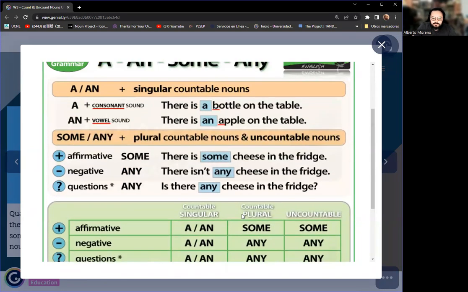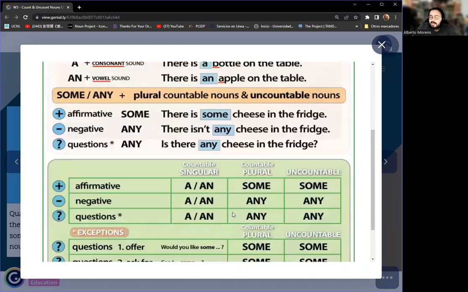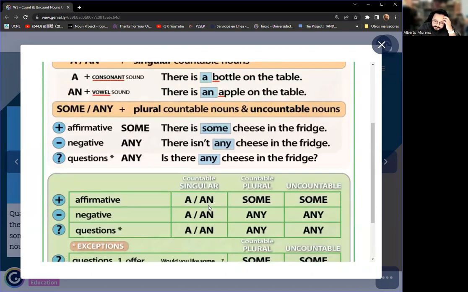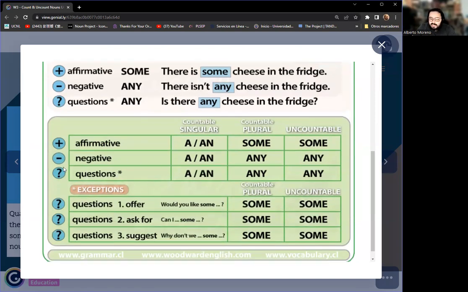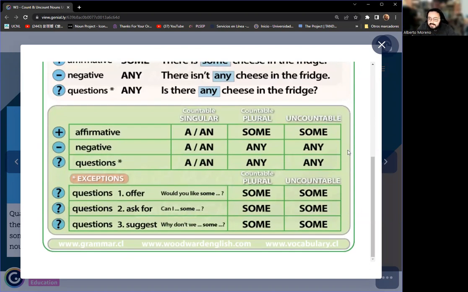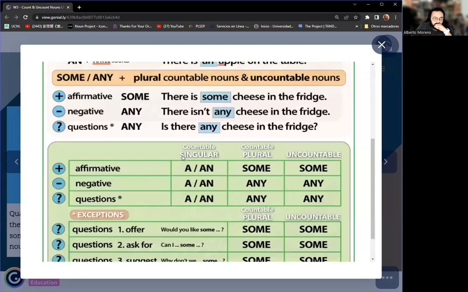Sorry. With countable singular and countable plurals, we use, well, for singulars, a or an, and for plurals, some. And with uncountables, some. But the only difference in here is with negatives and questions. With negatives and questions, we use any instead of some. The exceptions are when we make an offer, we use some, even if it's a question, or when we ask for something, we use some, even if it's a question, or when we suggest something, we use some, even if it's a question. Okay, so now let me explain this in Spanish.